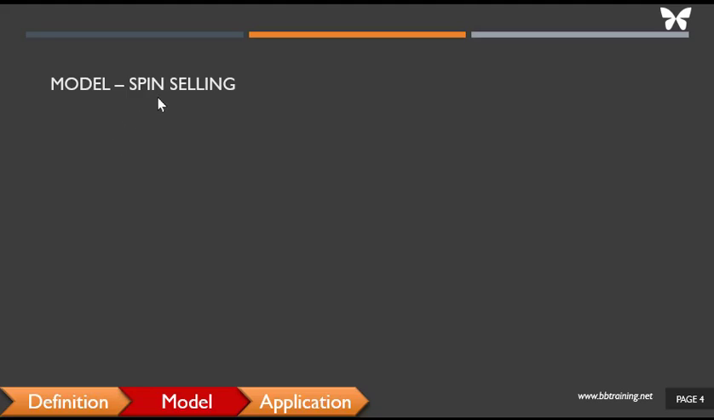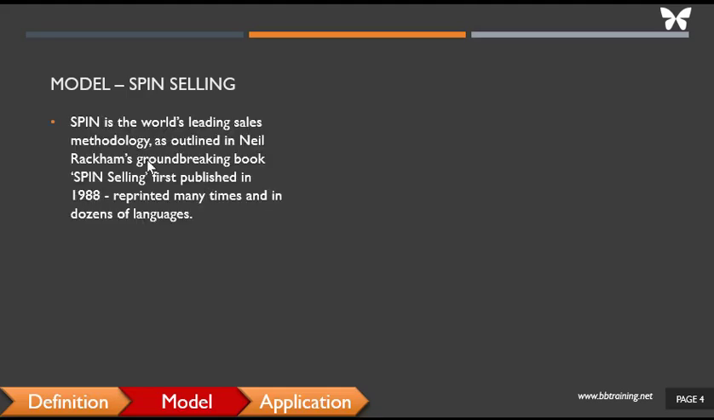Now, the next model I would like to share with you is based on a questioning technique. It's a sales model based on questioning technique. It's called SPIN selling, which is an acronym.